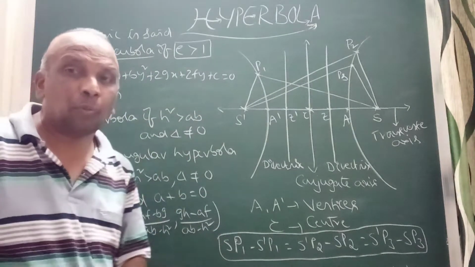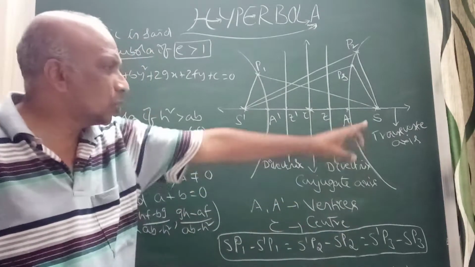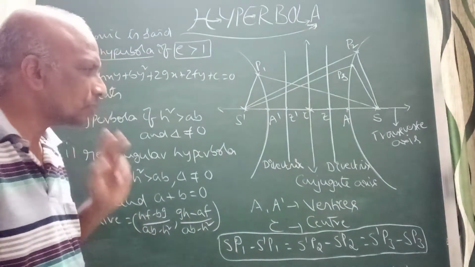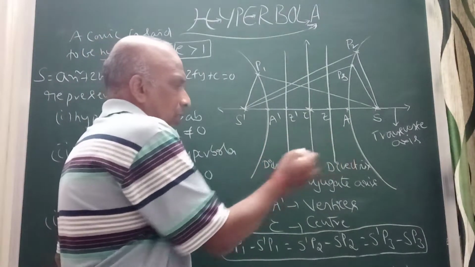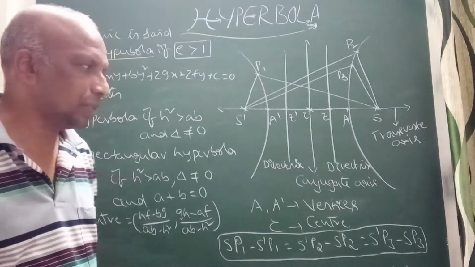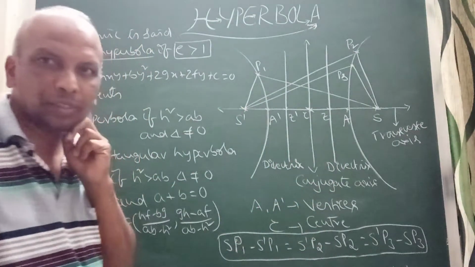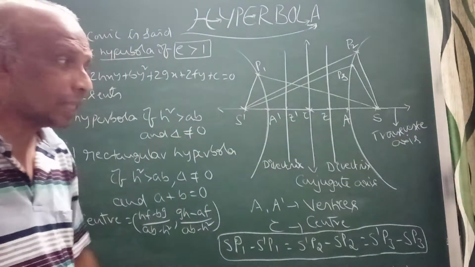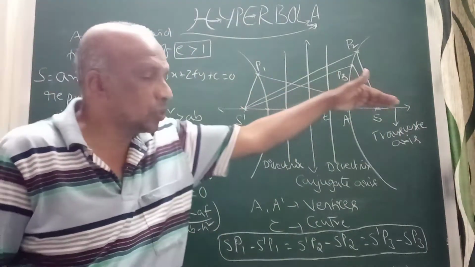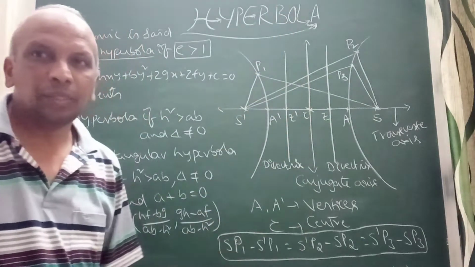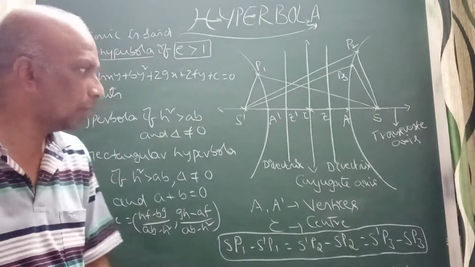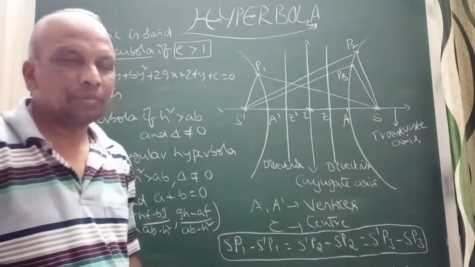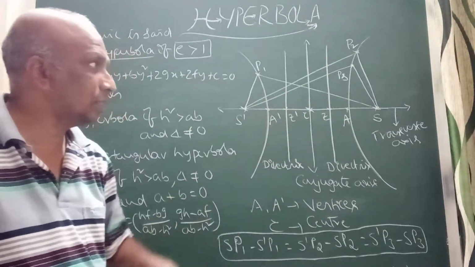We can define the hyperbola another way also. These are two fixed points, foci S and S dash. Two fixed lines are called directrices. Here, these axes are the transverse axis and the conjugate axis. This is the transverse axis, this is the conjugate axis. Both are called principal axes of the hyperbola. Two foci and two fixed lines will be there. Similarly, A and A dash are the vertices.